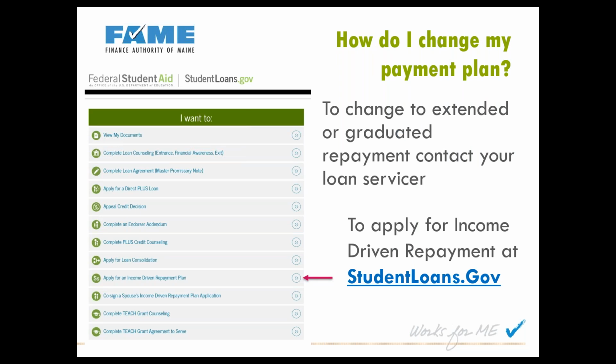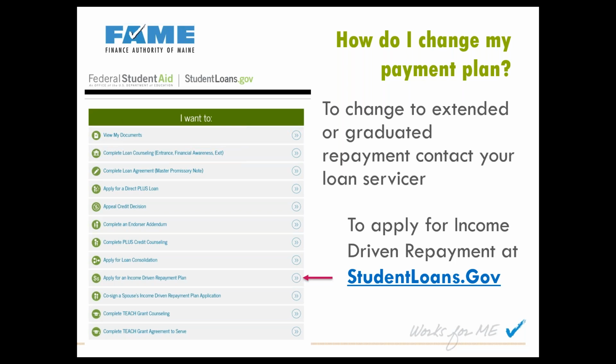Okay, so you're in one of those repayment plans and it's just not working out for you. You can't afford it. You want to switch to a different payment plan. How do you do this? You can change to the extended or graduated repayment plan by contacting your loan servicer and they'll do it for you.